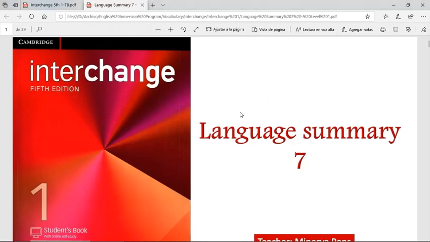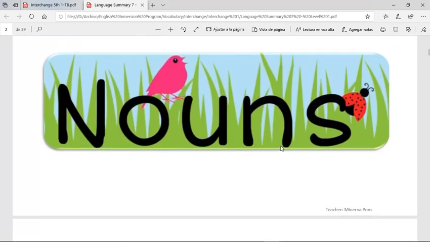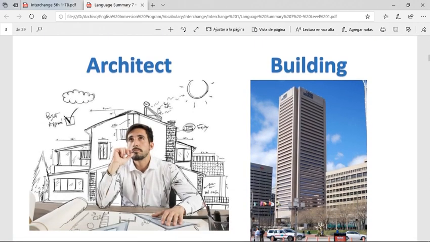Today we're going to be continuing with the Interchange 5th edition level 1, the red book, and today we're going to start with Unit 7. As always, we're going to start with the vocabulary for this unit, or the language summary number 7, okay? Let's start. We're going to start with nouns.